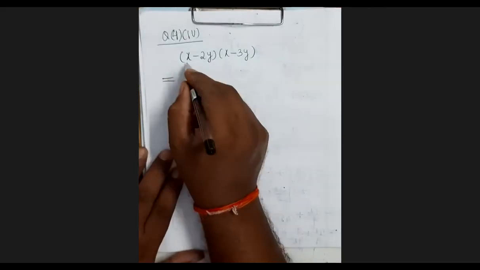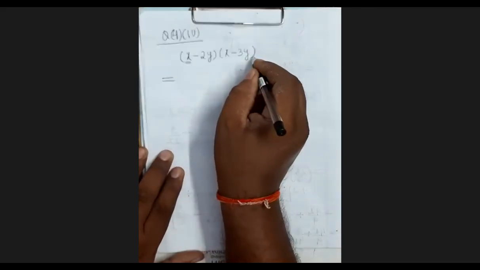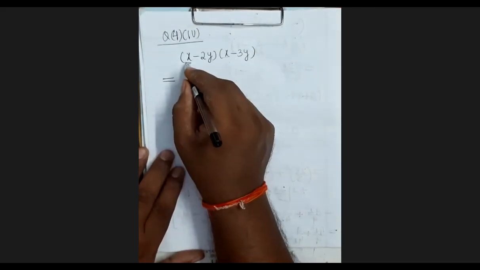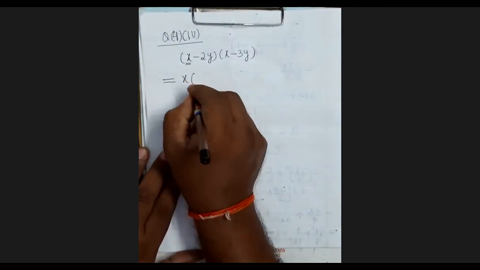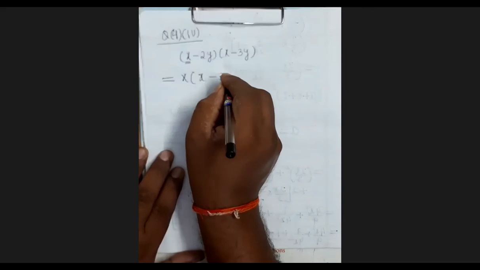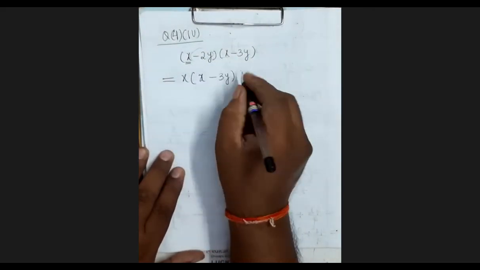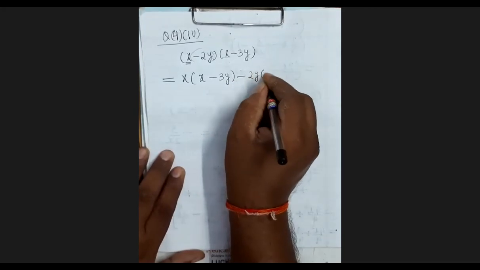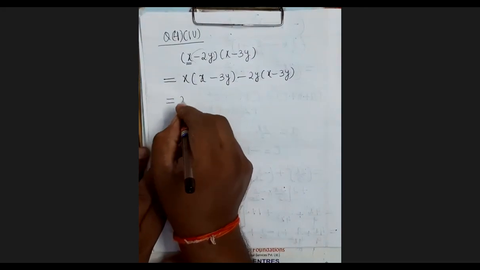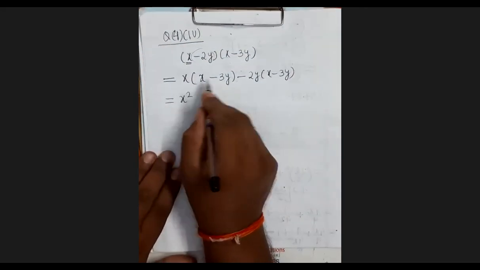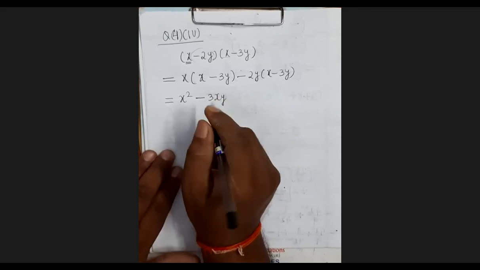All of you see here. First, we will multiply this x with this bracket. So it will be x into x minus 3y. Then minus 2y with this bracket. So x into x, x square. x into minus 3y, minus 3xy.